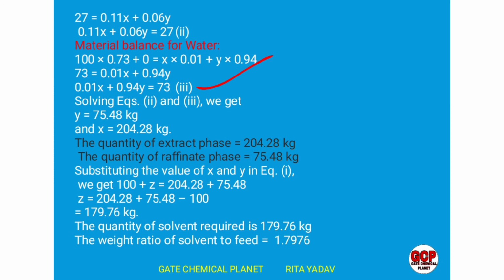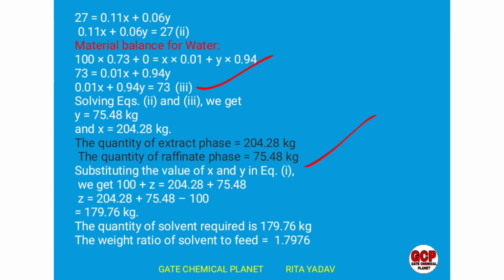We are getting 204.28 kilograms of extract phase, and the quantity of raffinate phase we are getting is 75.48 kilograms. So it is very easy to calculate. First we applied the component balance for pyridine, then the component balance for water, and after solving the equations in terms of x and y, we now have the quantities of extract and raffinate phase.